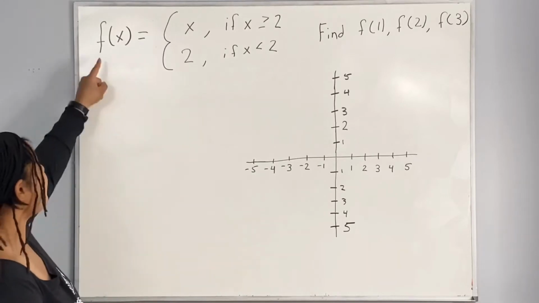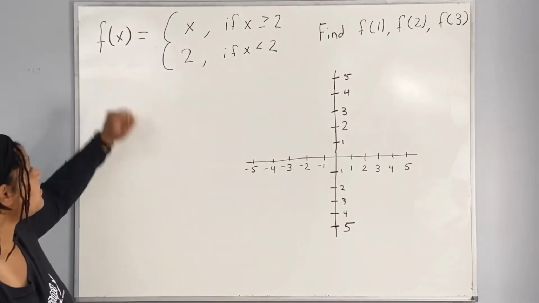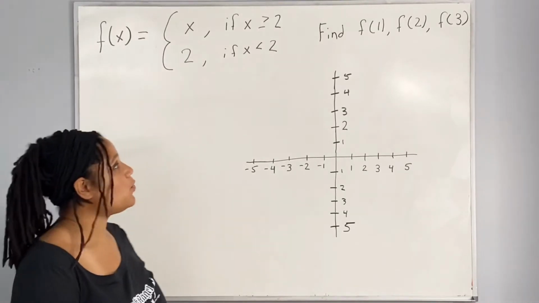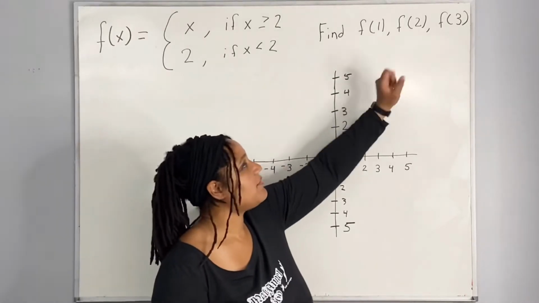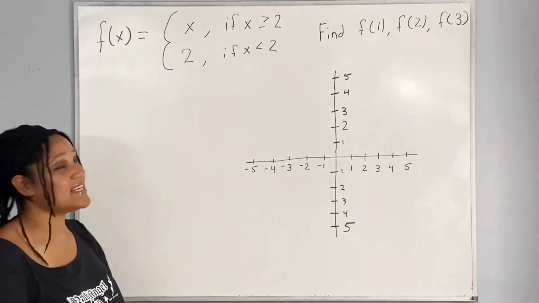So we have f of x is equal to x if x is greater than or equal to 2, and f of x is equal to 2 if x is less than 2. And we want to find f of 1, f of 2, and f of 3. So let's first evaluate f of 1.